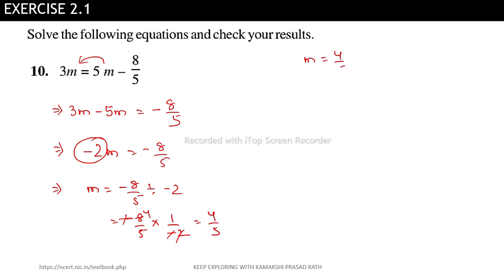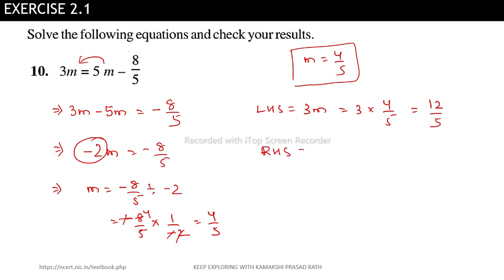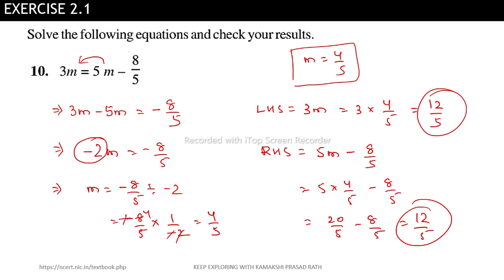Now let us check whether m equals 4 by 5 is the correct solution or not. On the left hand side we have 3m, that is 3 times 4 by 5. So 3 times 4 by 5 is 12 by 5. On the right hand side we have 5m minus 8 by 5. So 5 times m is 5 times 4 by 5 minus 8 by 5. So 5 times 4 by 5 is 20 by 5 minus 8 by 5, we get 12 by 5. Hence again we see the left hand side is the same as the right hand side. Hence this solution is also verified.